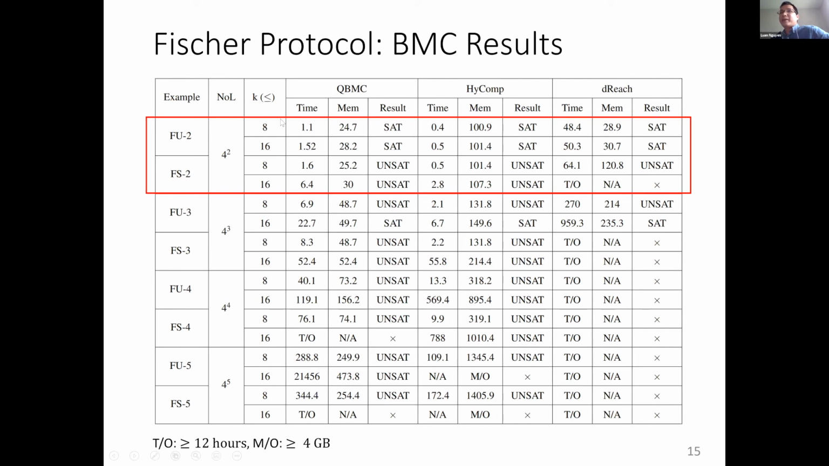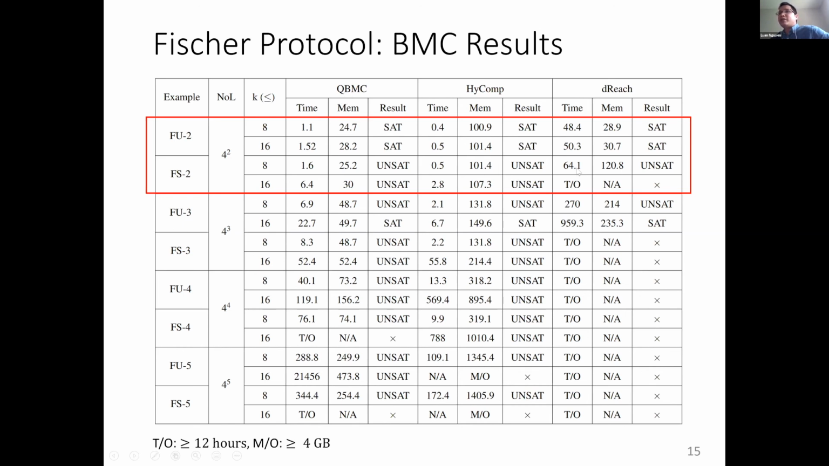But we want to examine the time and memory. Here, time is in seconds and memory in megabytes. For example, for the safe version, the time required for QBMC is about 0.6 seconds while HighCom is 0.5, so HighCom is faster than us. However, our memory consumption only requires 25 megabytes, while HighCom requires more than 100 megabytes. So the QBMC approach significantly reduces the memory usage.